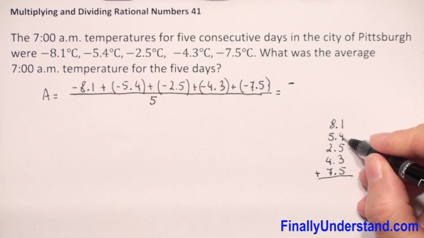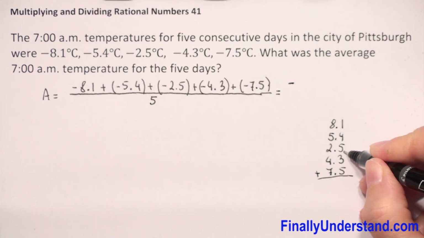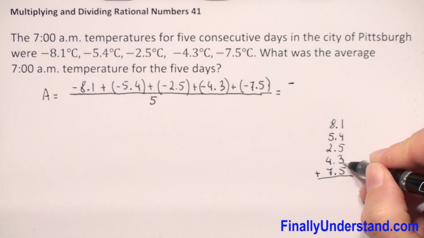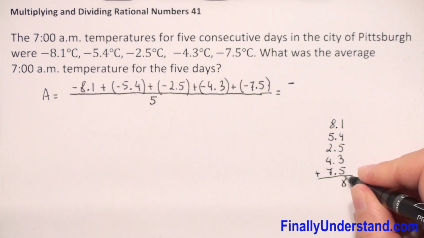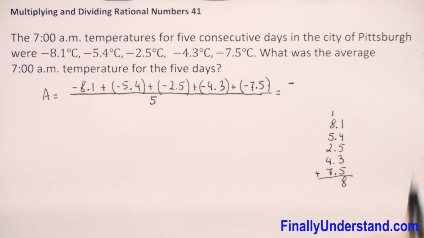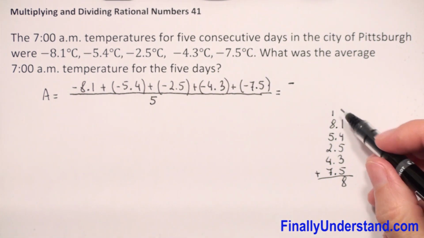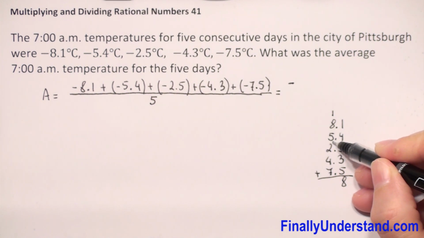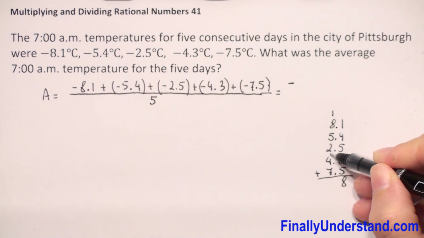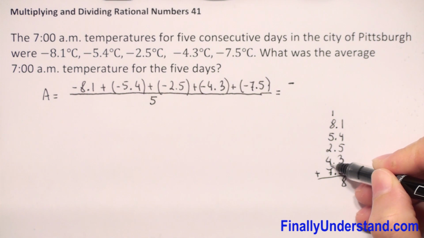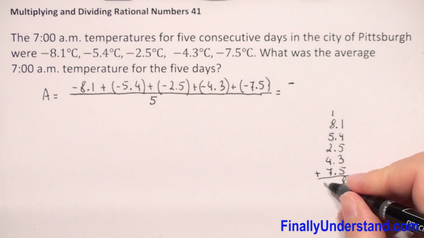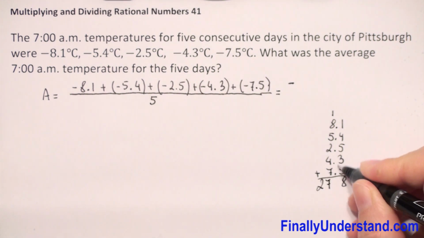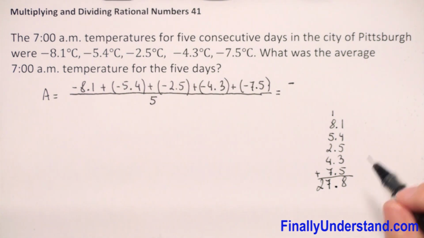1 plus 4 is 5, plus 5 is 10, plus 3 is 13, plus 5 is 18. So we have 8 and 1 we add to the next column. And 1 plus 8 is 9, plus 5 is 14, plus 2 is 16, plus 4 is 20, plus 7 will be 27. And we copy the decimal point.